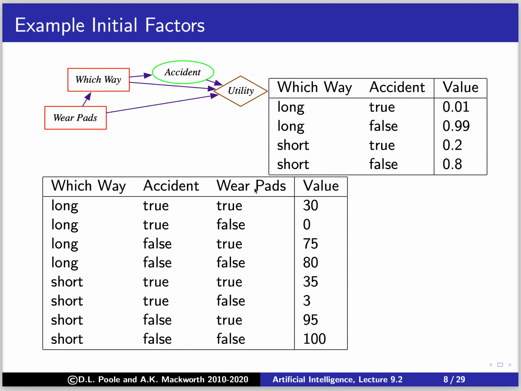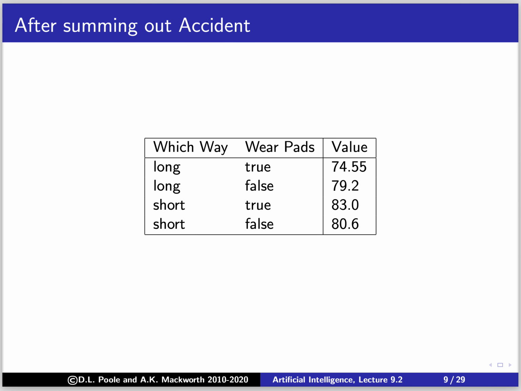The utility value depends on which way we go, the accident, and whether we wear pads. We're sort of going to mix up the fact that this value is a probability and this value is a utility, because all we're going to do is multiply them all out and then sum out all the variables. There's only one random variable here, so we multiply these two factors together and sum out accident, just like we did before.